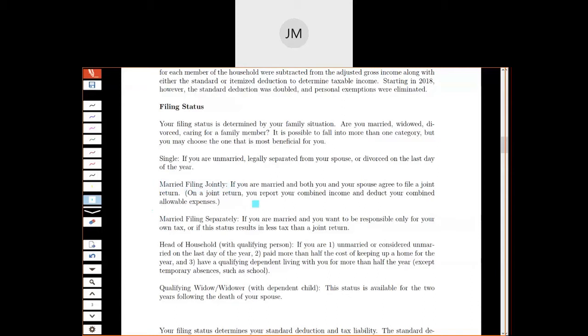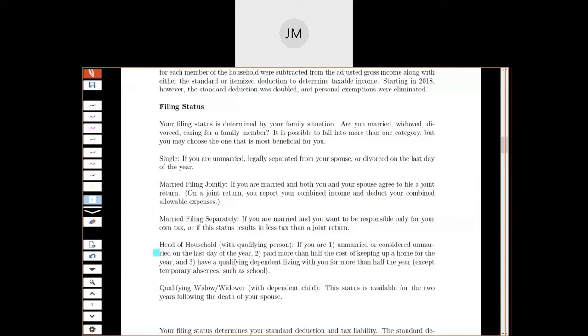You can also file as a head of household. This is going to be a situation where you have dependents that live with you, such as children, but it could also be if you're taking care of elderly parents or something like that, but you're not married.